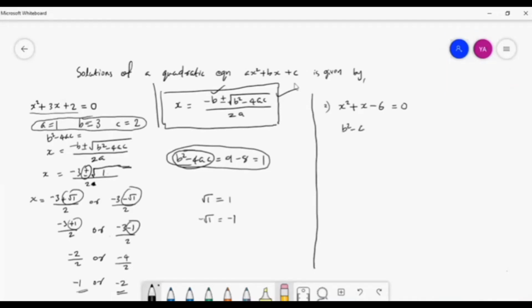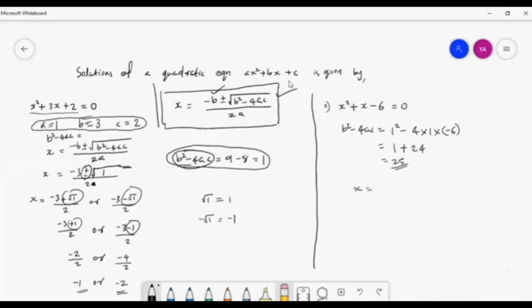What will be B square minus 4AC? B is 1, so 1 square minus 4 into A, which is 1, into C, which is minus 6. So in the next step, 1 square is 1 minus 4 into 1 into minus 6. So 4 into minus 6 is minus 24, and again there is a minus here, so 2 negatives will become positive. So plus 24. What is 1 plus 24? That is 25. So B square minus 4AC is equal to 25, and this value we can substitute in the formula.